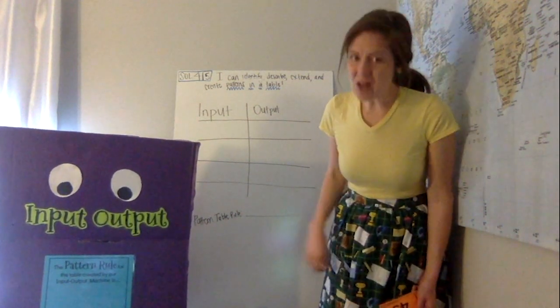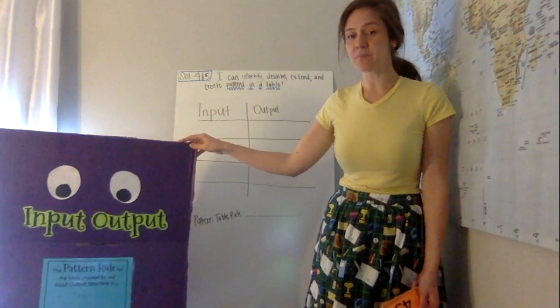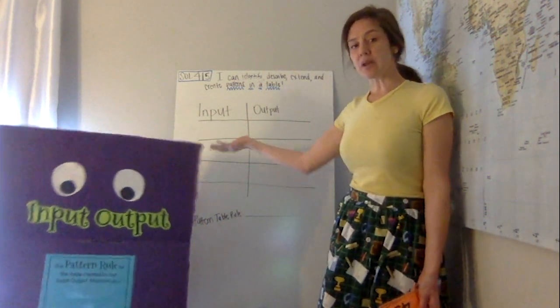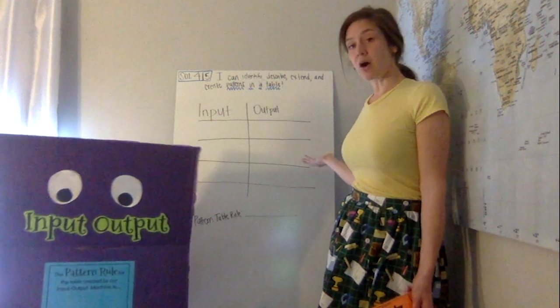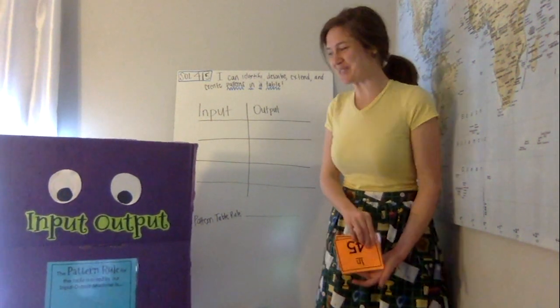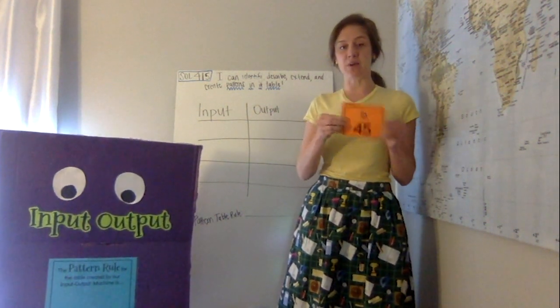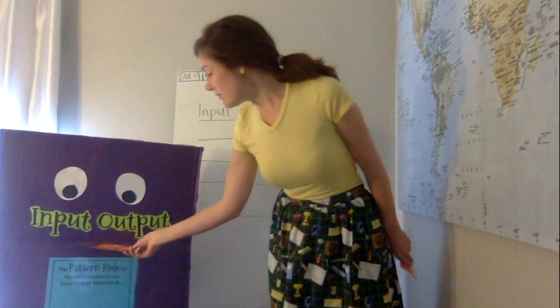Lucky for you all, I brought my input-output machine home with me from the classroom. So let's use our input-output machine to build our table together. I'm hungry for numbers. So glad you're excited to learn with us, input-output machine. Our first number that we're going to put in is 45. Put in 45.